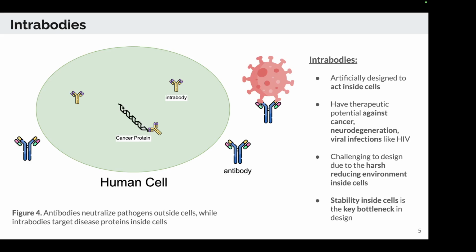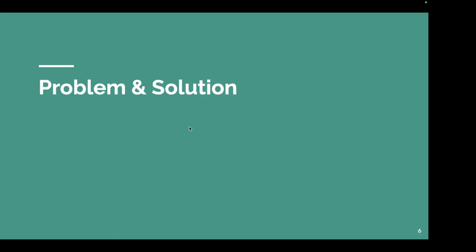The main problem with intrabodies is that they need to be able to remain stable in the harsh reducing environment of the cell, because the environment for conventional antibodies is different. So when you design intrabodies, one of the main bottlenecks is to make them stable inside this specific environment. Let's move on to the problem and solution.